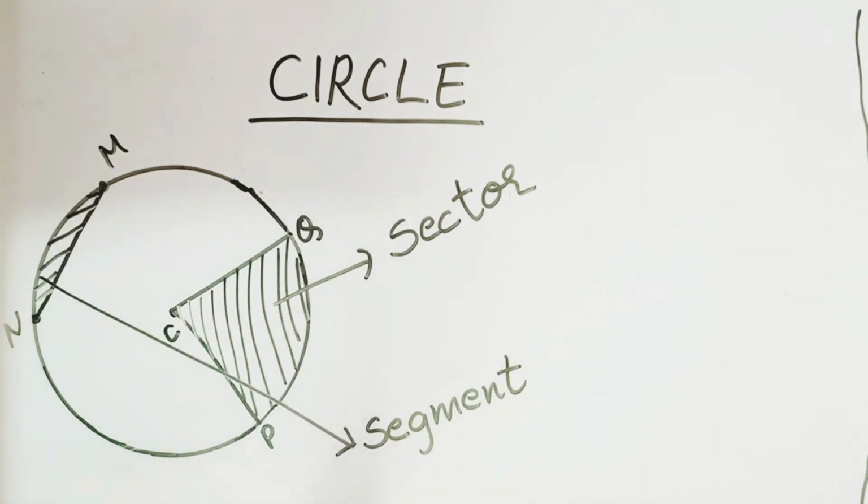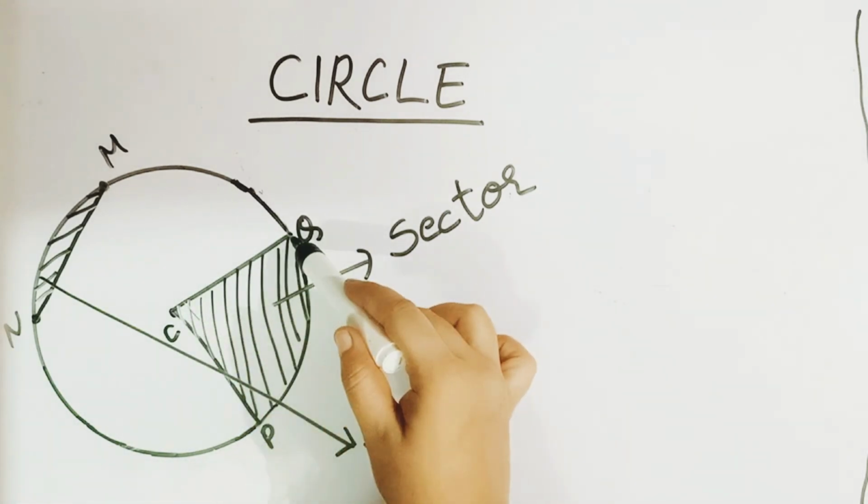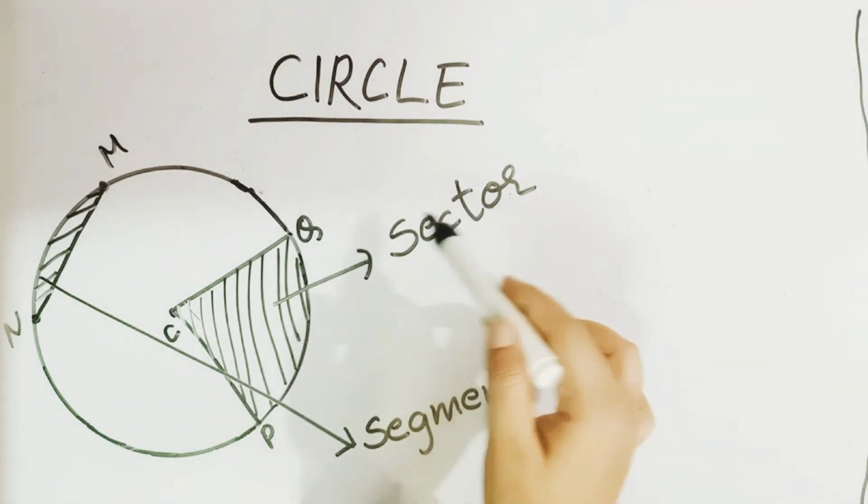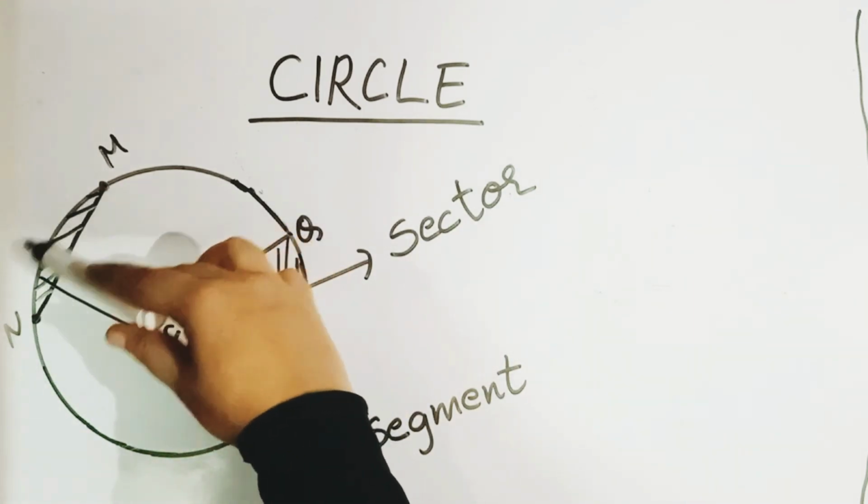These are the two parts of the area of a circle. The area which is covered by two radii and an arc is called a sector, and the area which is covered by a chord and an arc is called a segment.